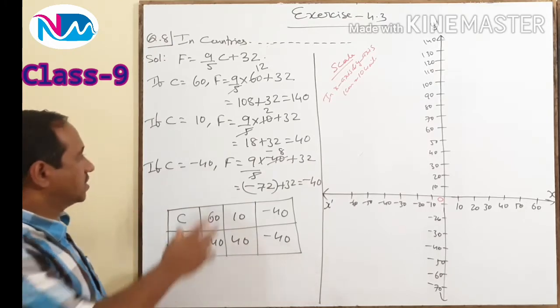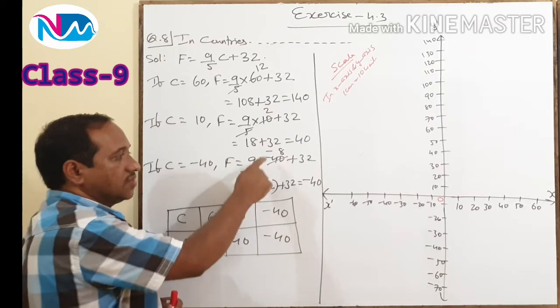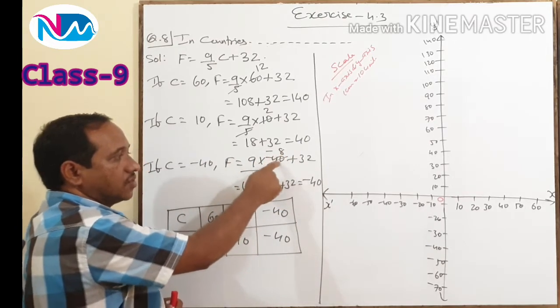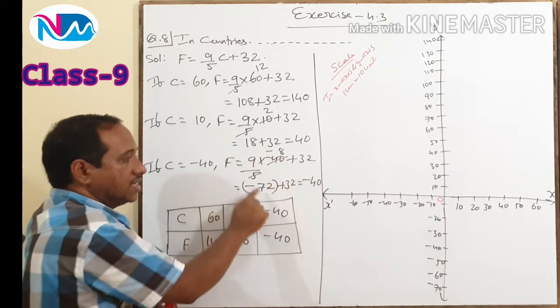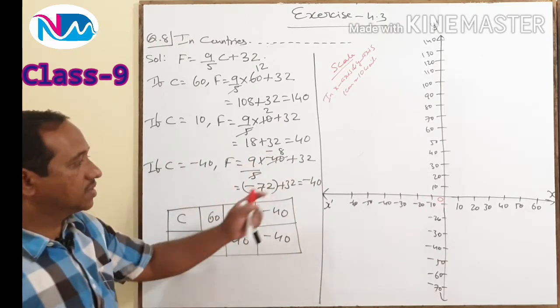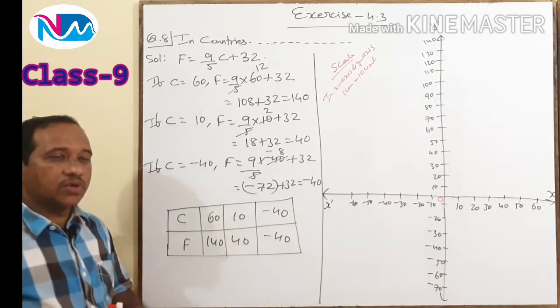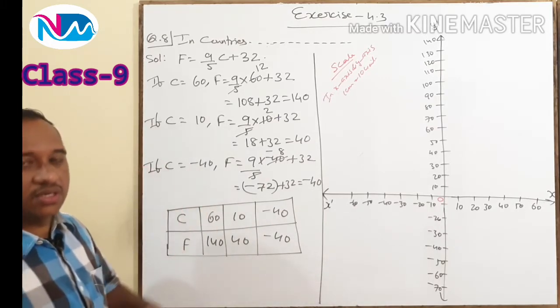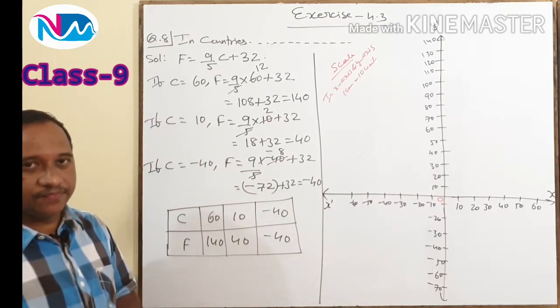The third value of C I have chosen is minus 40. Then F is equal to 9 by 5 into minus 40 plus 32. 40 and 5 will be cancelled. So you get a minus 8. 9 into minus 8, minus 72 plus 32, minus 40. So in this way, you can find more values of F by giving different values for C.